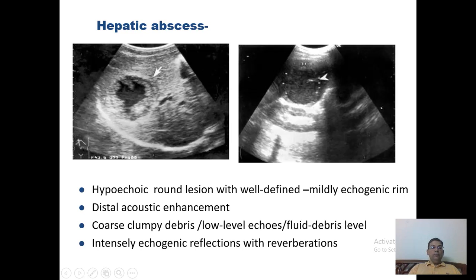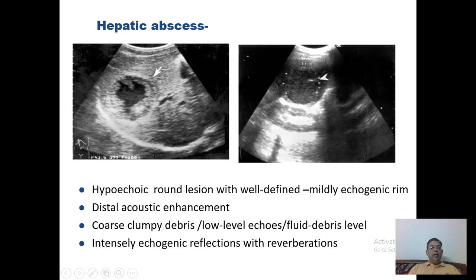So now what about a hepatic abscess? That was about a simple cyst. But once there is a hepatic abscess, the abscess can be an amoebic liver abscess or it can be a pyogenic abscess. In a hepatic abscess, as you can see here, there is a hypoechoic rounded lesion which also has a well defined mildly echogenic rim. See the rim of this lesion is well defined and it is echogenic, brighter in color, and then you can see that the echo density of this lesion is varied.